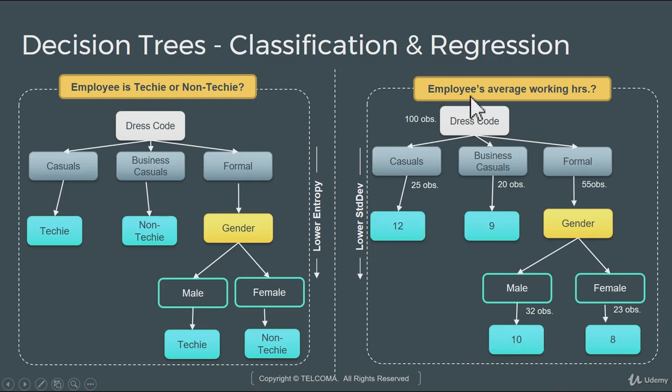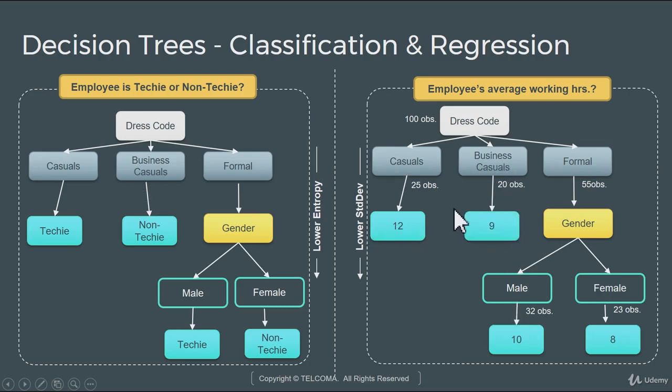Now, if you run the algorithm and ask, okay, what is the average working hours for an employee who wears formal dresses and is a female? You just run this algorithm and say the dress code is formal and the gender is female. So the average working hours looks like approximately 8. But had the dress code been business casuals, the average working hours would have been 9, and so on.